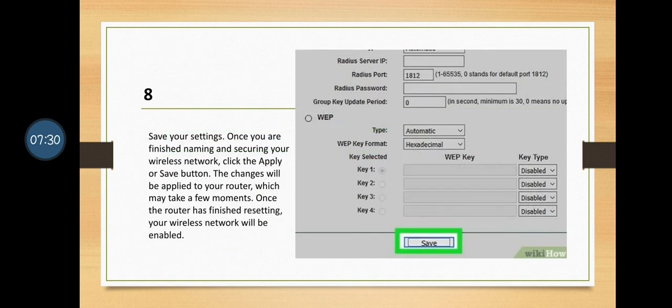Number 8. Save your settings. Once you have finished naming and securing your wireless network, click the Apply or Save button. The changes will be applied to your router, which may take a few moments. Once the router has finished resetting, your wireless network will be enabled.